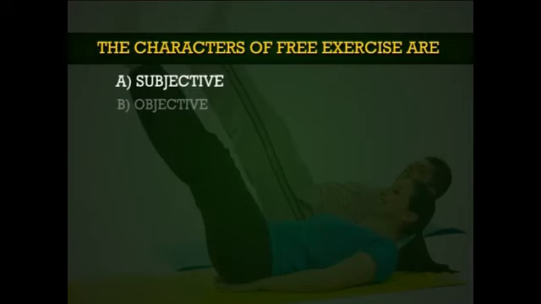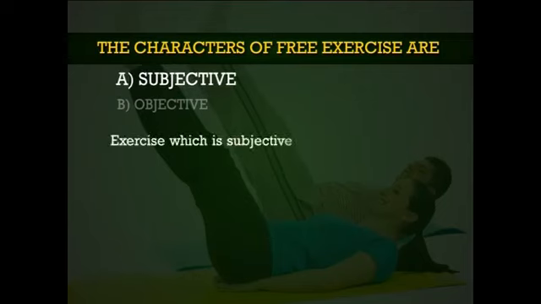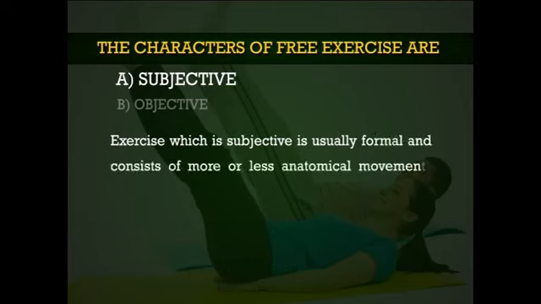So here comes the character of free exercises. The first one is subjective and the second one is objective. So here comes the subjective one. Subjective exercise is usually formal and consists of more or less anatomical movement performed in full range. The attention of the patient is deliberately focused on the form and the pattern of the exercise.